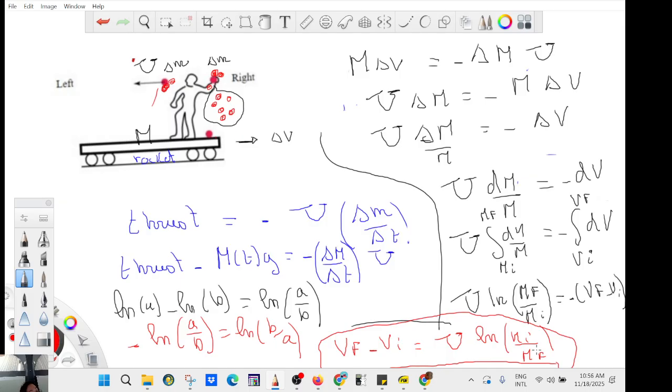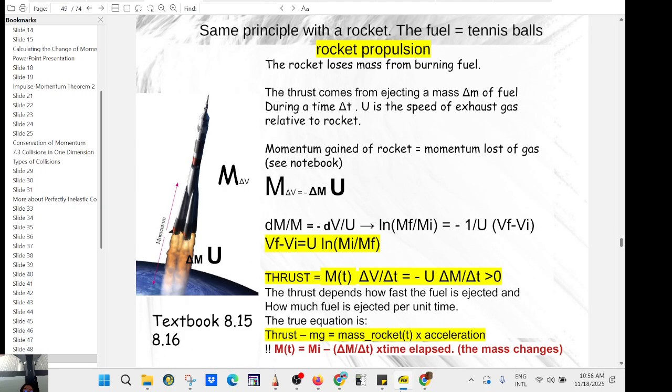In your book, they are very good with it. You see, 815, 816, that's how a rocket works, right? The change in momentum for the gas will be equal to the change in momentum for the rocket. However, most of the momentum here is in the speed, most of the momentum here is in the mass. But the change in momentum is the same.